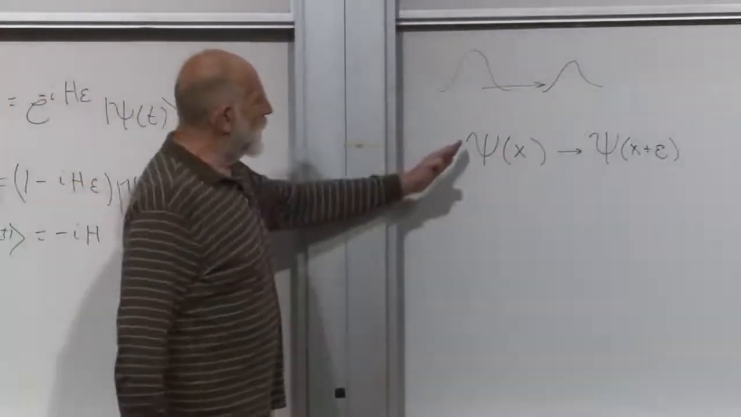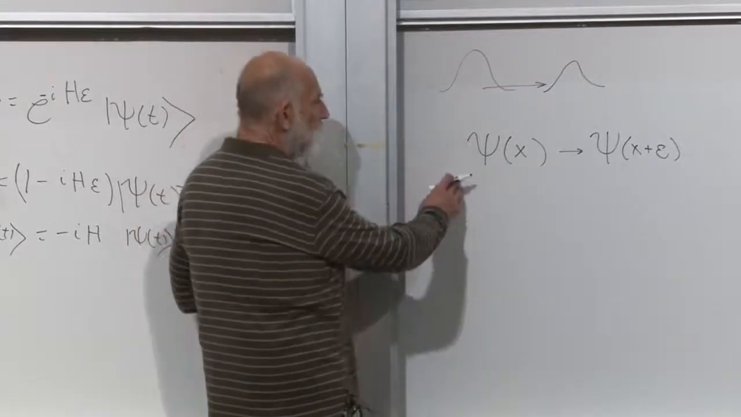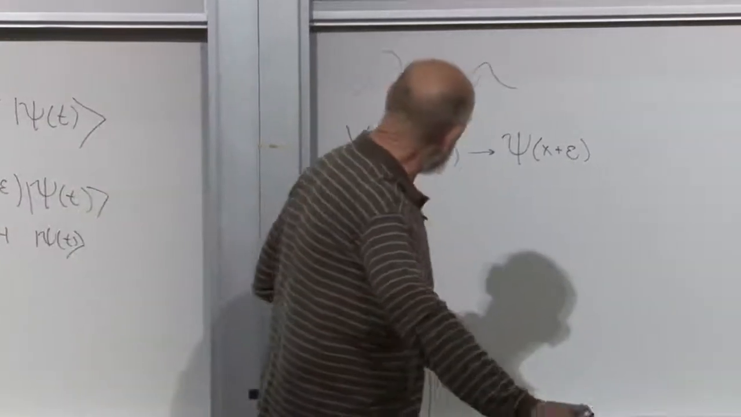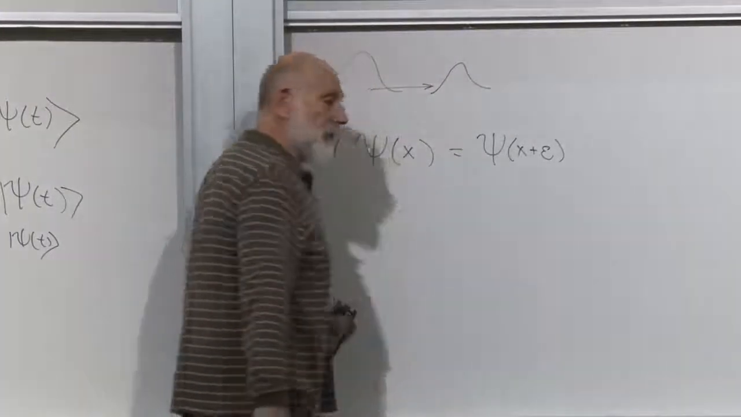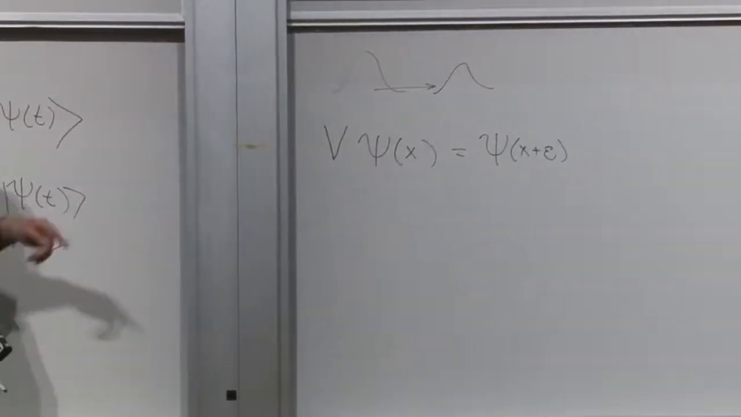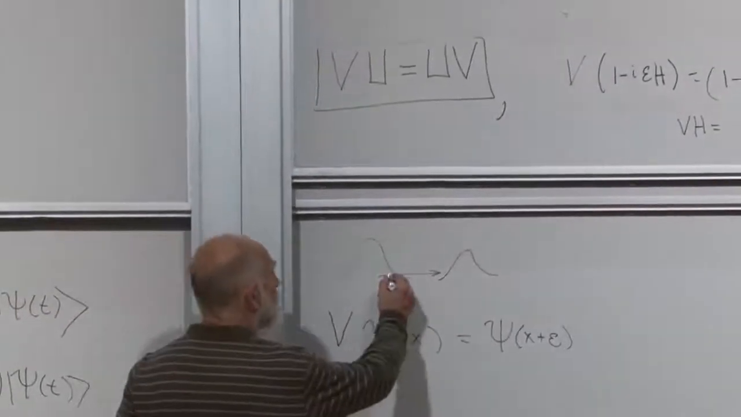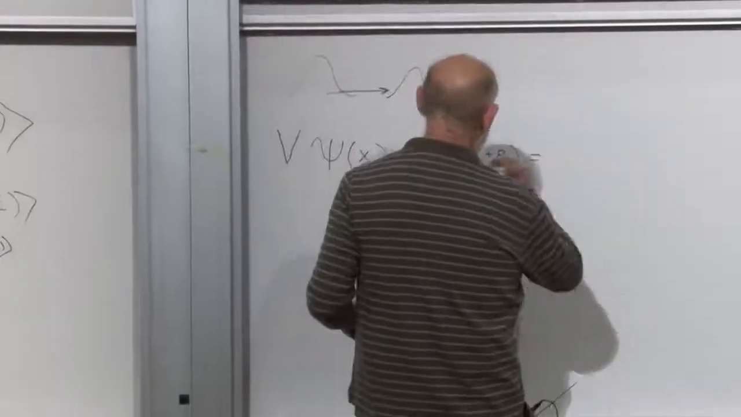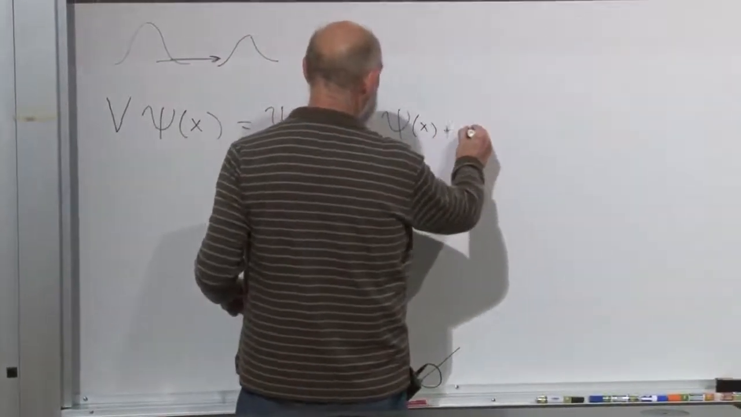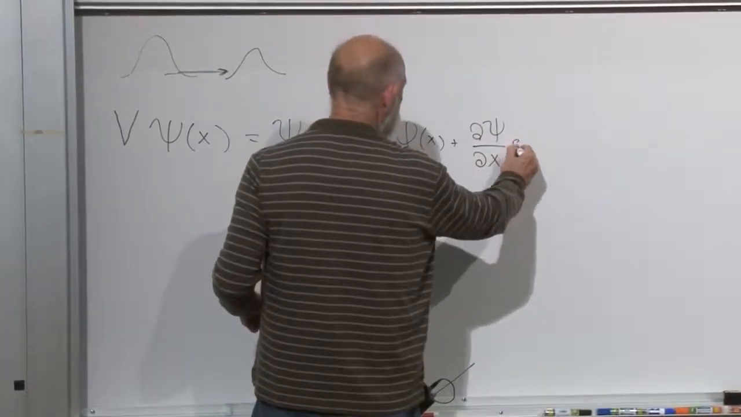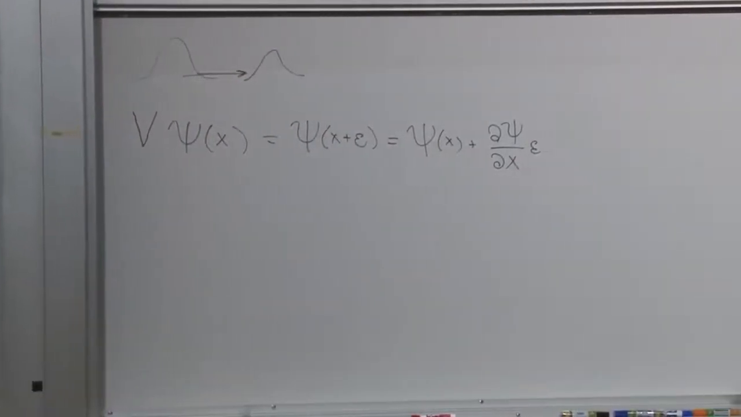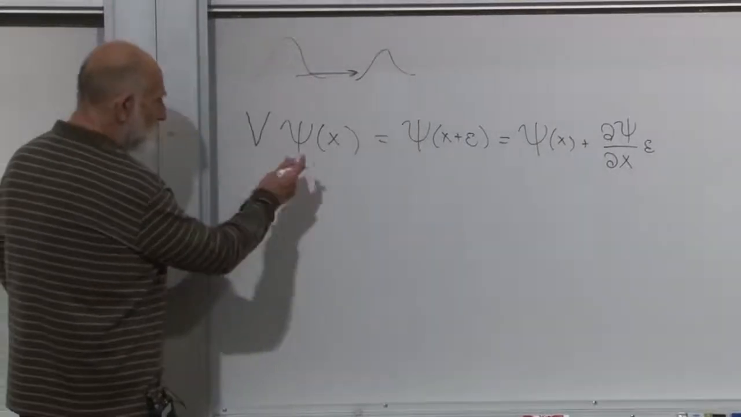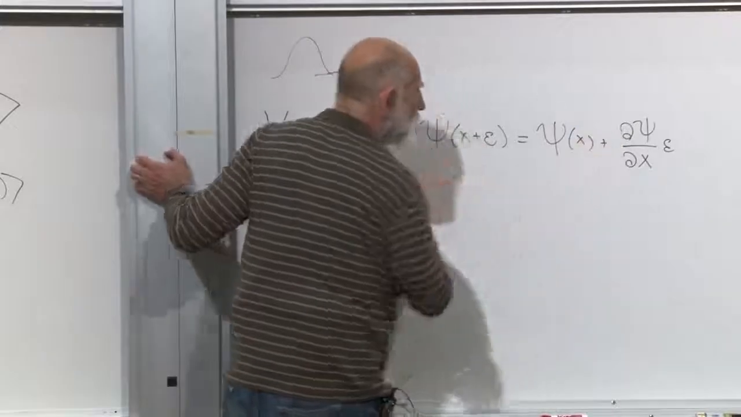So, we can write the translated wave function this way. Whatever V is, we haven't figured out what V is yet, it acts on psi of x to give us psi of x plus epsilon. That's what V does in this case. It acts on psi of x and translates the wave function by amount epsilon. Now, if epsilon is small, we can also write that this is equal to psi of x plus the derivative of psi with respect to x times epsilon. So what V on psi does is give back the same psi plus something proportional to the derivative.